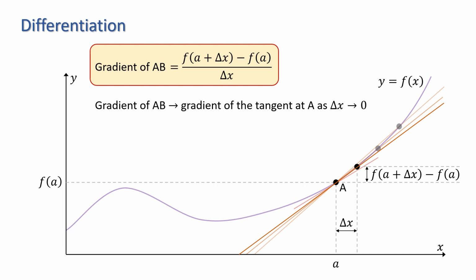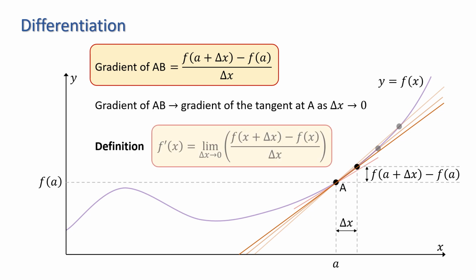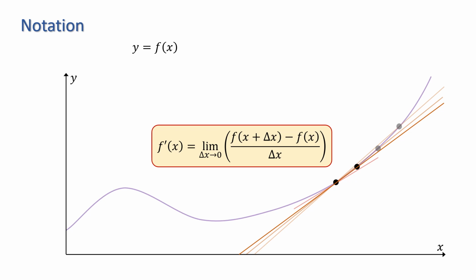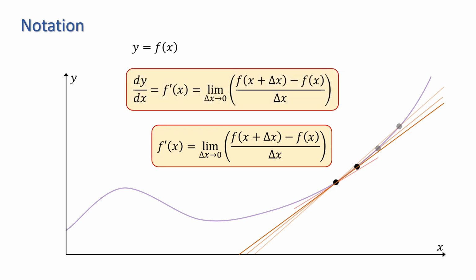We define the differential of a function y = f(x) at a point (x, f(x)) as f'(x) equals the limit as delta x tends to 0 of f(x + delta x) minus f(x), divided by delta x. If we have a function like the one shown here, where y = f(x), then we often use the alternative notation dy/dx = f'(x).